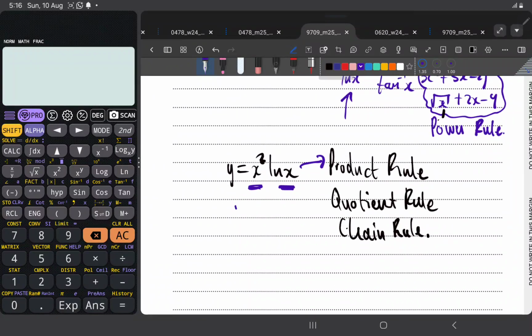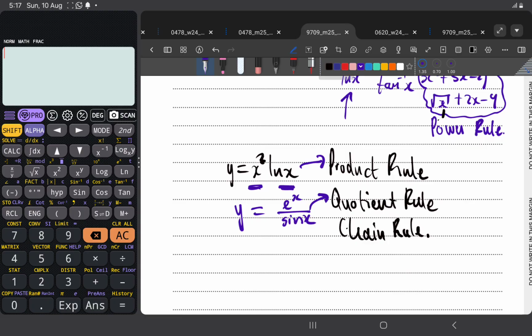For the quotient rule, you'd have 2 functions dividing. Let's say e to the x over sine x, and you're asked to differentiate this. These are dividing. e to the x is an exponential function, sine x is a trig function, and they are dividing, so you'd want to use the quotient rule. You'd need to learn it and see how to use it, but here I'm telling you where it is used. That is what I'm telling you.